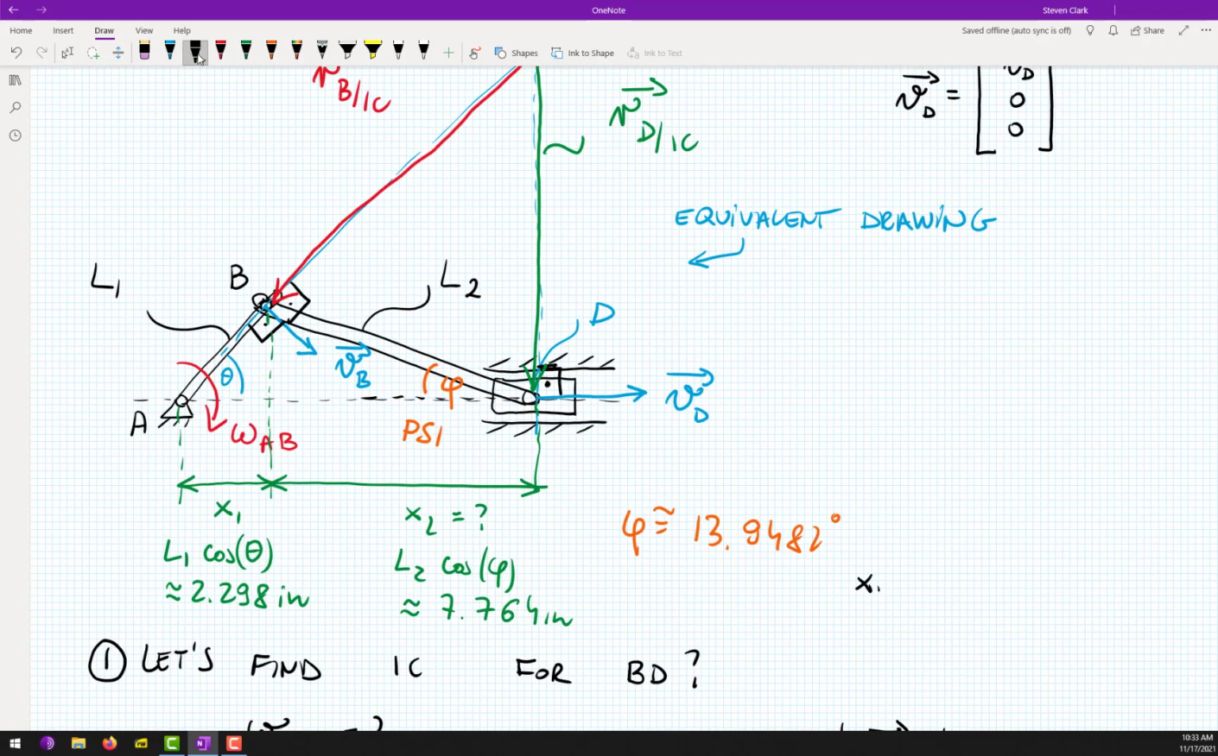So the entire bottom of this big triangle will be x1 plus x2, approximately 10.062 inches. You can see now how I call it a geometrical approach. This is clearly a geometrical approach. I think we know everything to find RDIC.